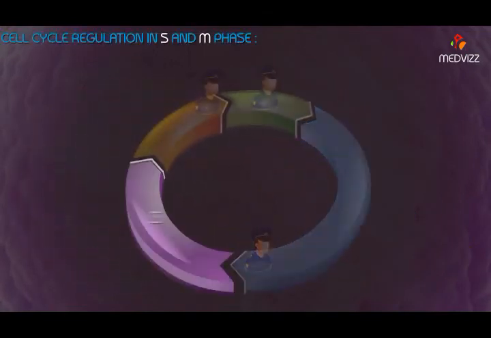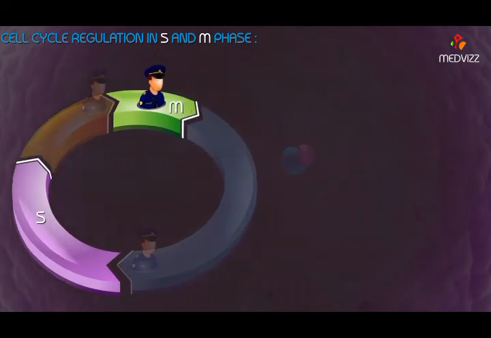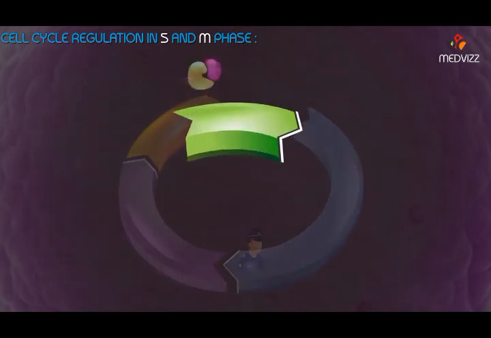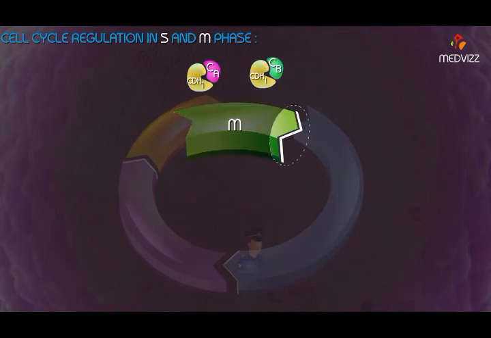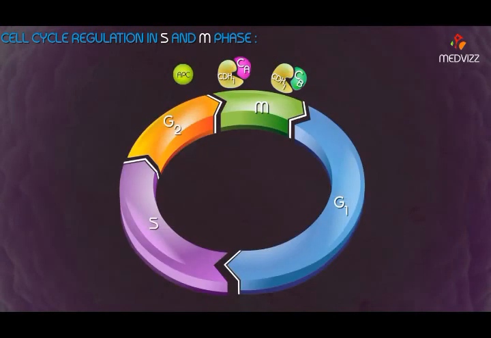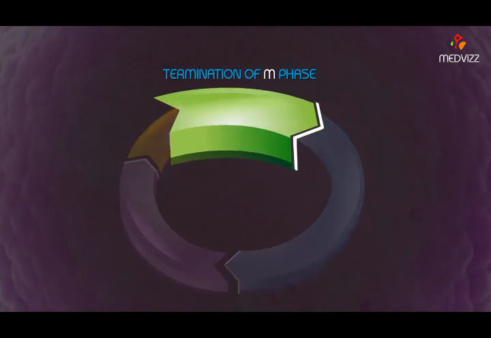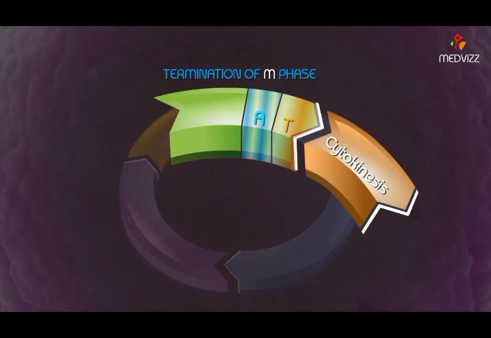Cell cycle regulation in S and M phase. Cyclin A CDK2 is required for DNA synthesis. Cyclin A CDK1 and cyclin B CDK1 promote the events of mitosis. Towards the end of mitosis, the anaphase promoting complex causes ubiquitination and destruction of cyclin A CDK1 and cyclin B CDK1, which leads to termination of M phase with anaphase, telophase, and cytokinesis.